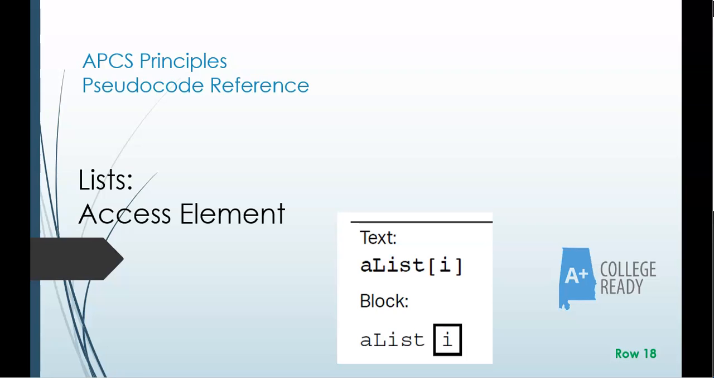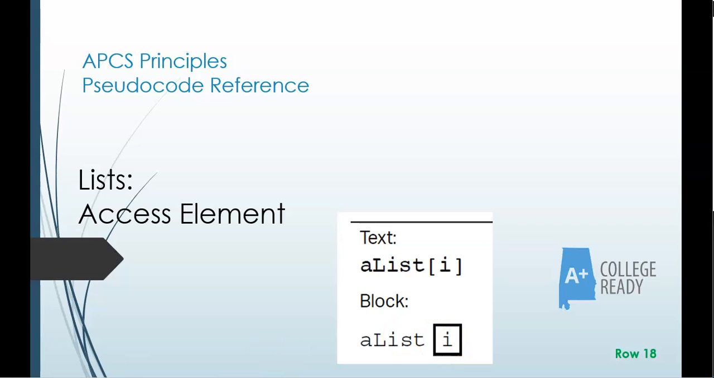In this video, we're going to take a look at how to access the individual element of a list. In the pseudocode reference, you'll have a text and you'll have a list, and then you'll have brackets, and then you'll have the element. For a block, it'll just be the list name, and inside the block, there'll be the element.